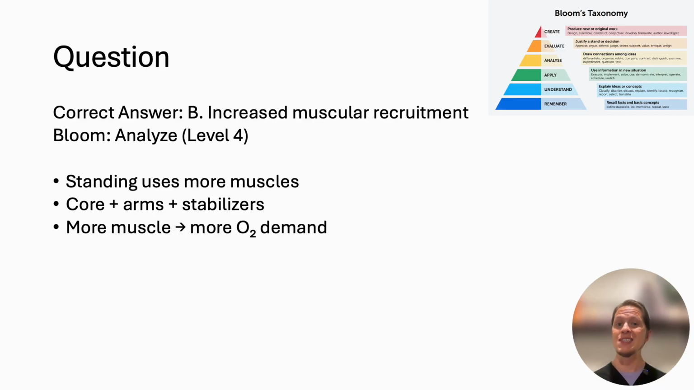What's going on here is standing recruits upper body and a lot of your stabilizer muscles in your core, which is going to inevitably raise whole body oxygen demand, even if the bike shows the same wattage. More metabolic demand results in more cardiovascular demand, which results in a higher heart rate. So there you go. You can reason your way through this.